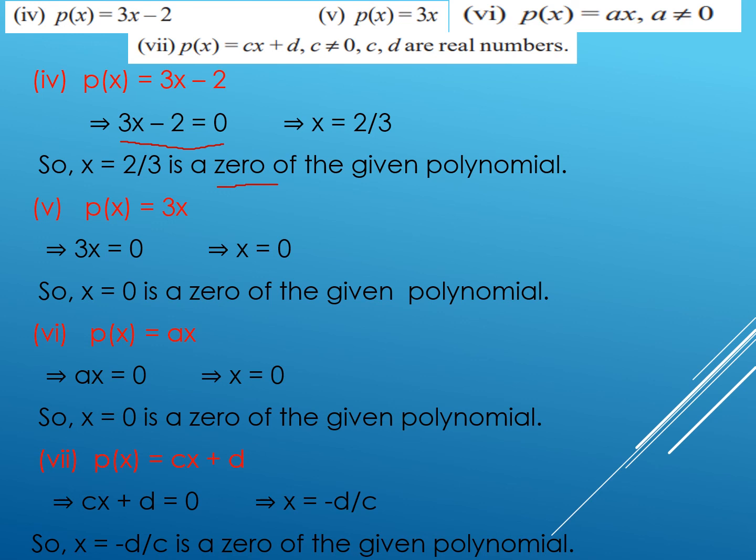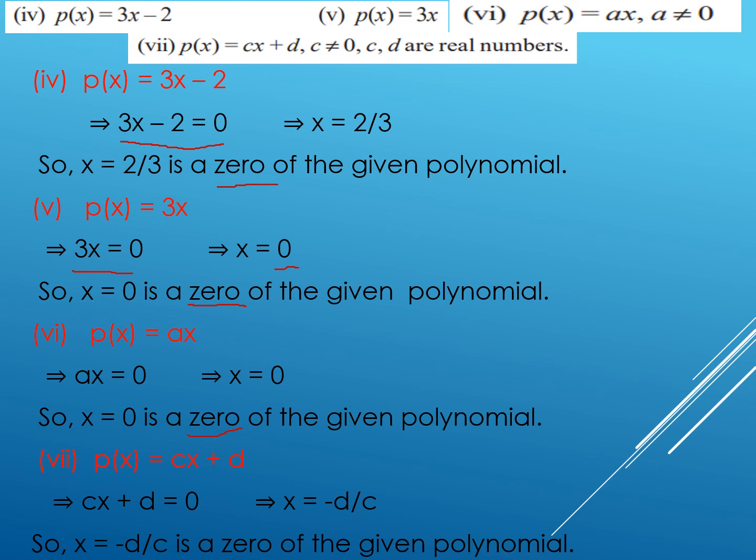Fifth part, p(x) is equals to 3x. To find the 0 of this polynomial, we will put 3x is equals to 0. After solving, we are getting x is equals to 0. That means x is equals to 0 is a 0 of the given polynomial. Sixth part, p(x) is equals to ax. Now again, to find the 0 of the polynomial, we will put ax is equals to 0. That means x is equals to 0. So x is equals to 0 is a 0 of the given polynomial.